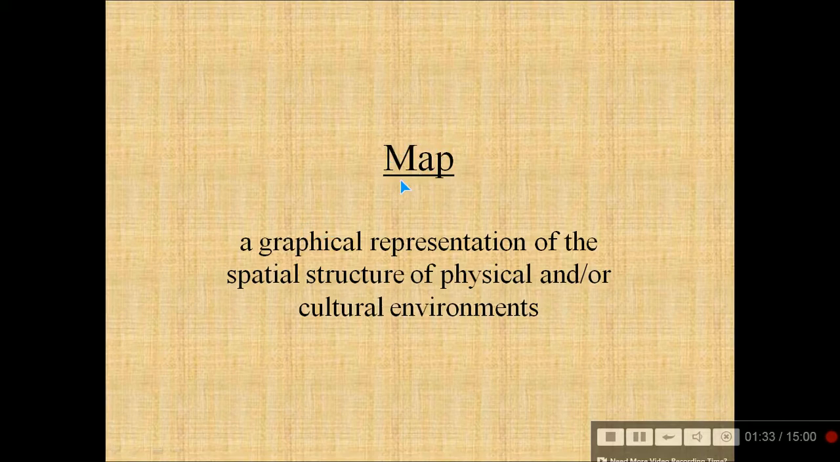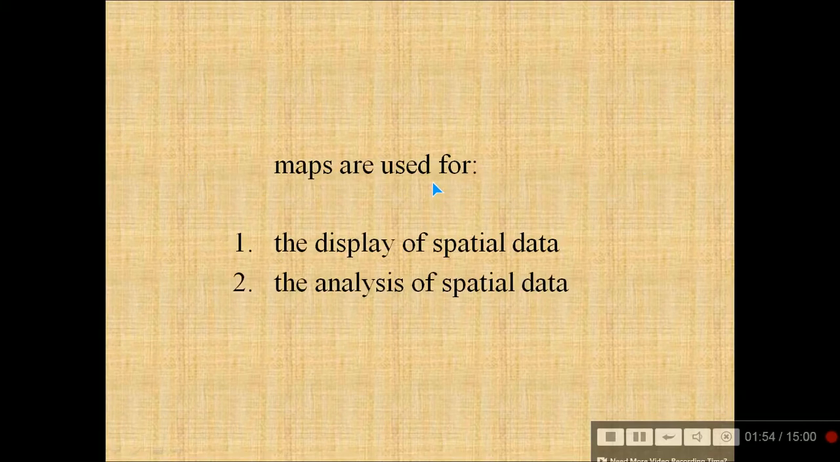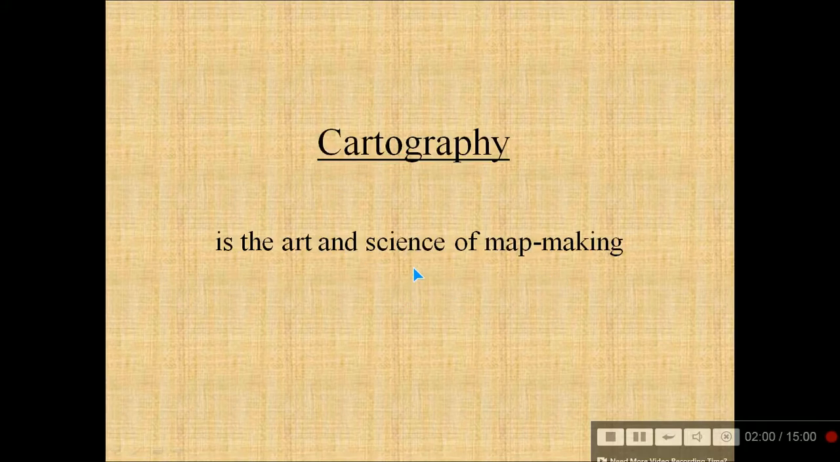And what will be the map? A graphical representation of the spatial structure of physical and or cultural environments. There are various types of maps. Maps are basically abstractions, since they present the real world in a simplified, understandable fashion at a reduced scale. And why do we use a map? For display of spatial data and then analysis of this spatial data.